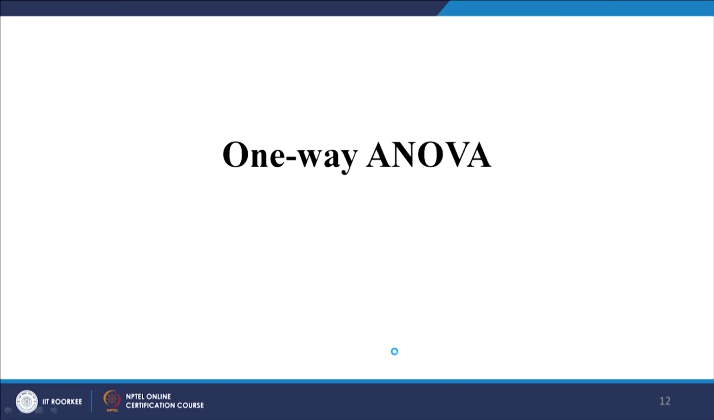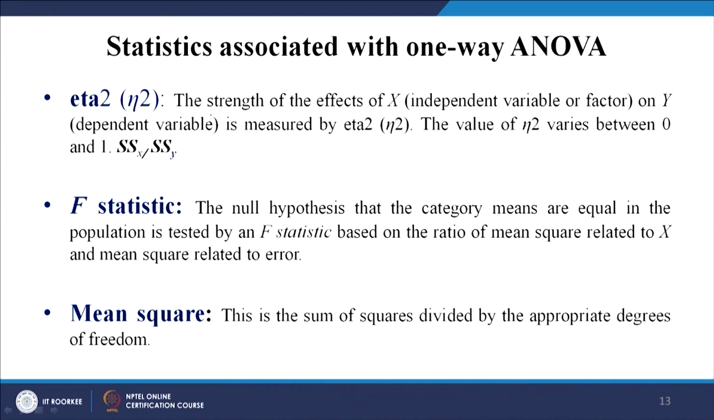Now, let us get into the one way ANOVA. Some of the statistics associated with one way ANOVA, the first one is called eta square. Now, what is this eta square? The strength of the effect of x, the independent variable or factor, on y is measured by this eta square. The value of eta square varies between 0 and 1. So, it tells you the strength of the effect of x on y. How much is the strength of the independent variable on the dependent variable is measured by this term called eta square.